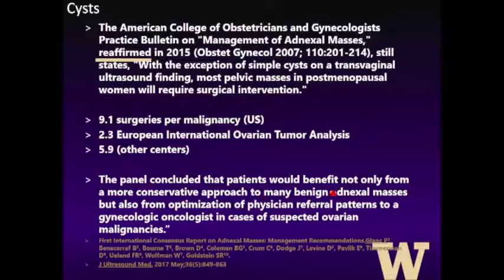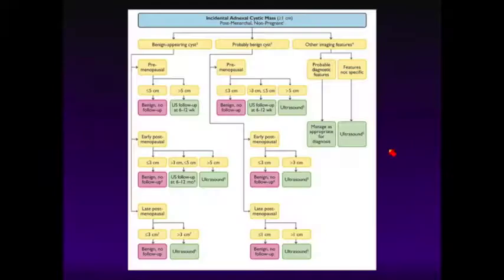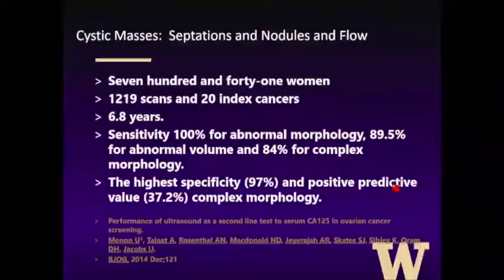So the panel concluded that patients would benefit not only from a more conservative approach to benign adnexal masses, but also from optimization of physician referral. So it seems that most of the lesions that we're going to find are benign, especially when they're simple cysts, and that we're doing too many surgeries per malignancy that's found. And so we all know that we developed an SRU criteria for following cysts, and in the postmenopausal arm of this, most of these come back for follow-up for anything bigger than a centimeter. When you're premenopausal, they can be bigger, but right now we're following every cyst that we see.